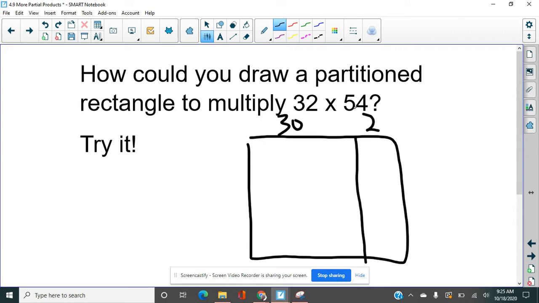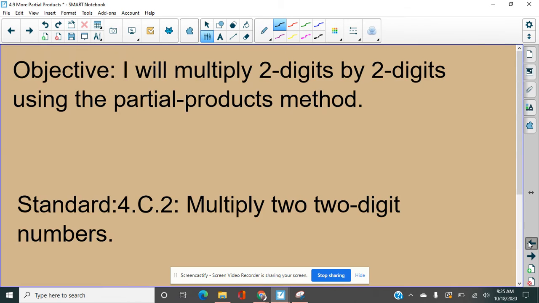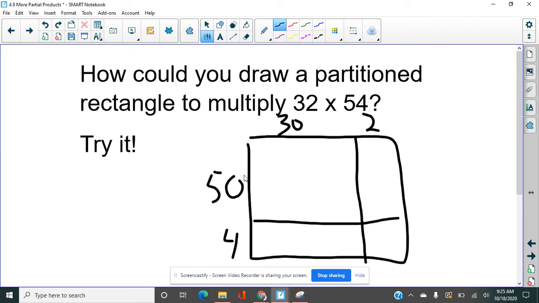But the 54, look now, right? We don't have one digit over here. We're going to have 2. So we need to split off the 4 from the 50. And what that creates here is 4 pieces instead of 2 like we had back here. Now we have 4 pieces to multiply.